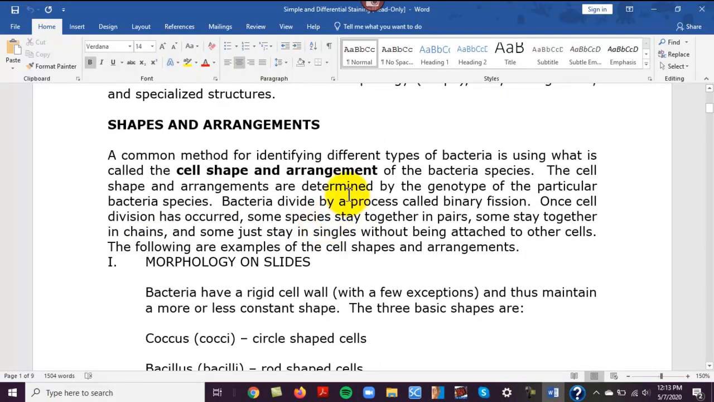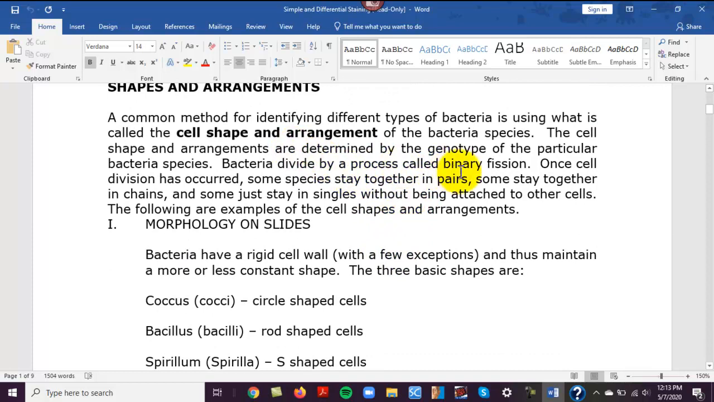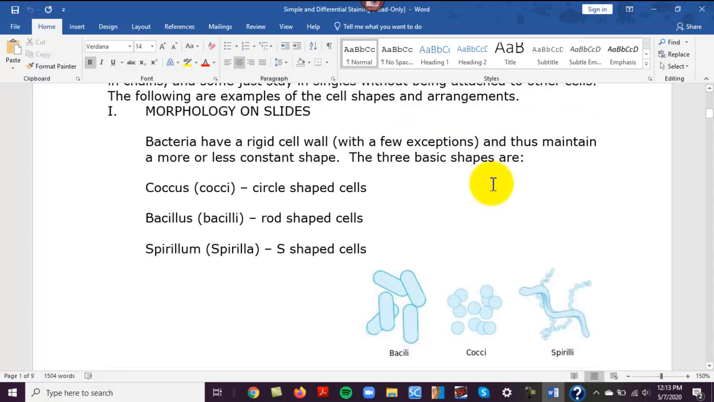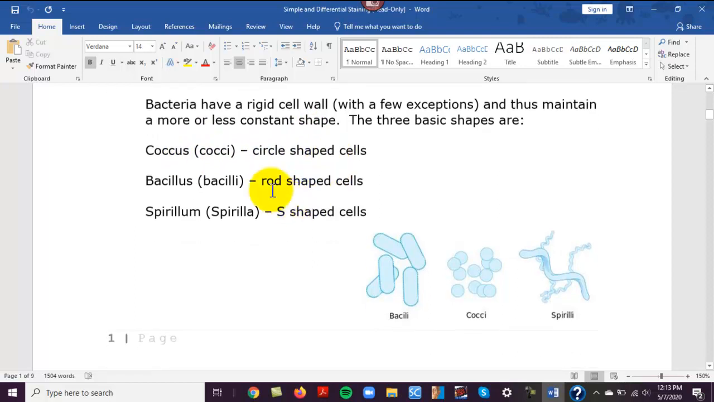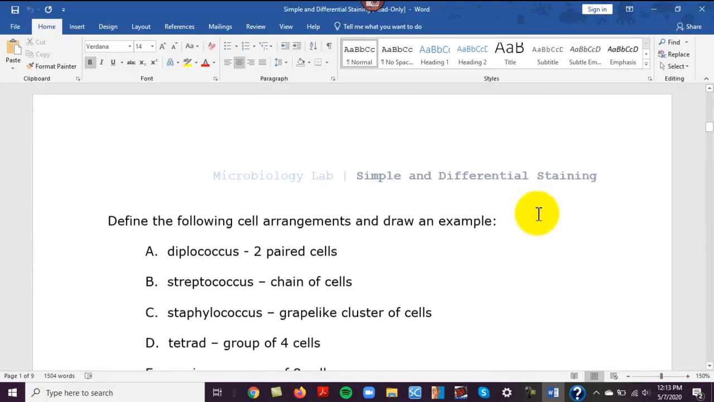A common method for identifying different types of bacteria is using what is called the cell shape arrangement. And I just showed you this. They divide by a process called binary fission. Very simple. Here are the definitions. So you start with the shapes first. Here's Cocci or Coccus, circle shaped. Bacillus refers to rod shaped. And then Spirillum are S-shaped, and they're not usually found in groups. They're by themselves. They're called singles. So here's some bacilli, there's some Cocci, and there's some Spirilla.